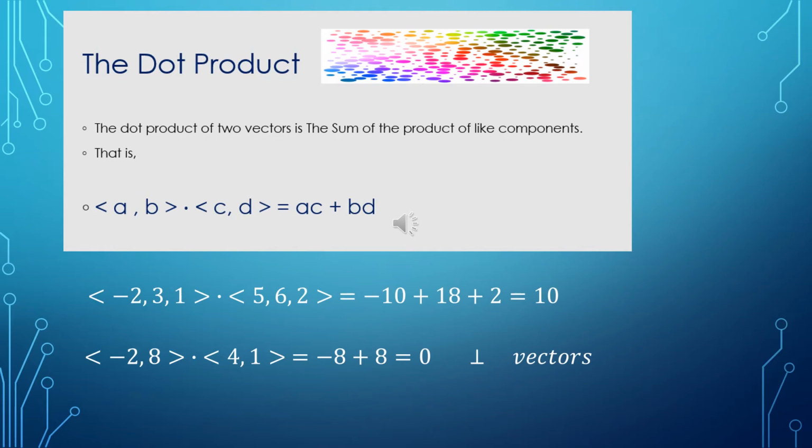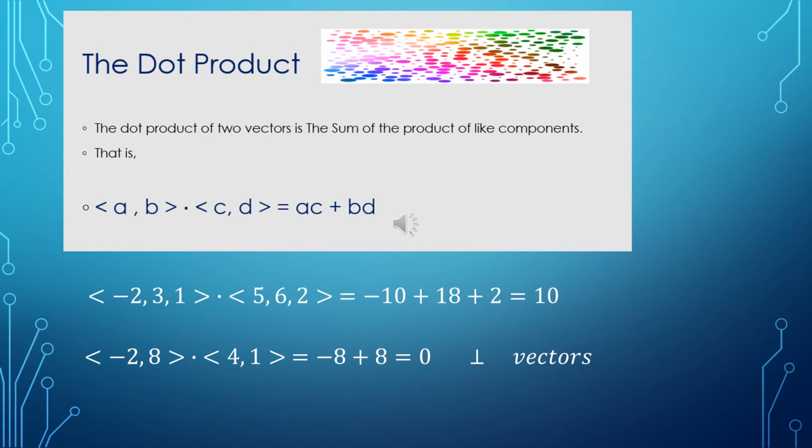The cross product can be used to find the equation of a plane between vectors in the plane. If you've taken Calc 3, you should be already familiar with that. If you have not taken Calc 3, don't worry about it. But we will be focusing on dot product. So the dot product is the sum of the product of like components.